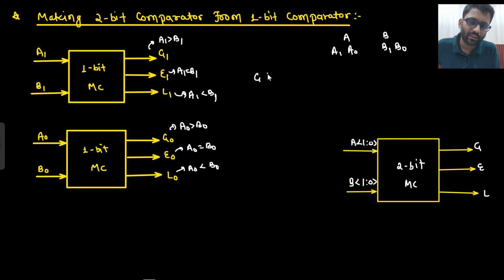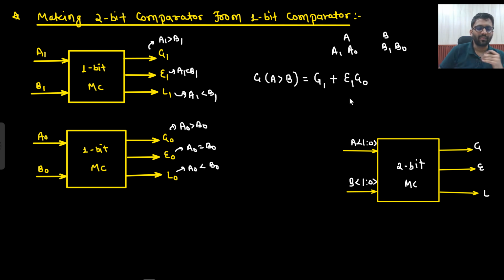So if I need to write greater, that is A greater than B, how will I write it? If I get G1, that means A1 is greater than B1, it's all over. If A1 is greater than B1, then certainly A is greater than B. Or if A1 is equal to B1, then A naught should be greater than B naught. So this is G, A greater than B. Are you getting this point or not? Did you understand what I did here?